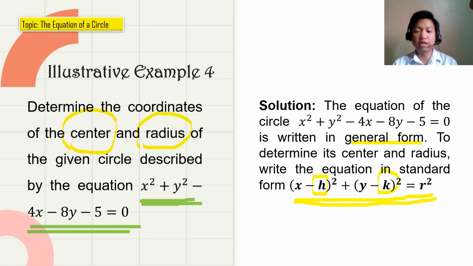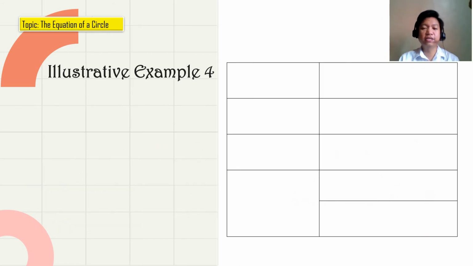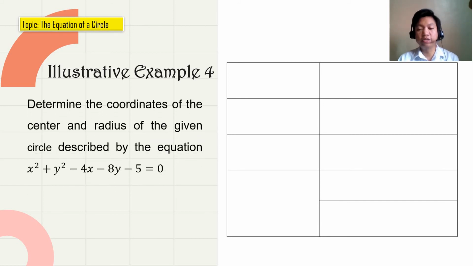Kaya kung papansinin nyo sa naunang tatlong problems natin, ang bilis nating nakikita at na-identify yung center at radius kasi nga naka-standard form. In this example, ganun din. Kailangan ma-rewrite natin siya into a standard form, yung ating given na naka-general form. Simulan na natin. Paano ba ang proseso ng pag-rewrite ng general form into standard form of the circle?